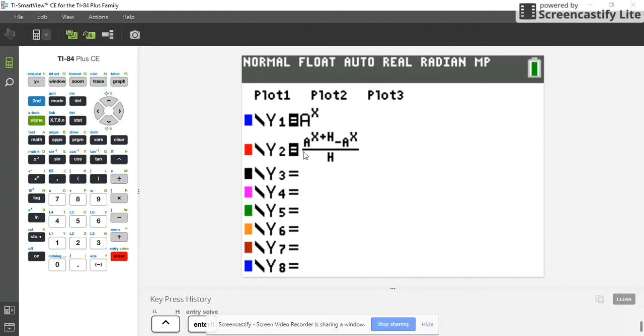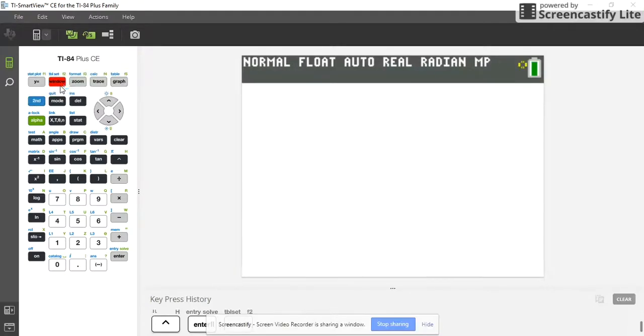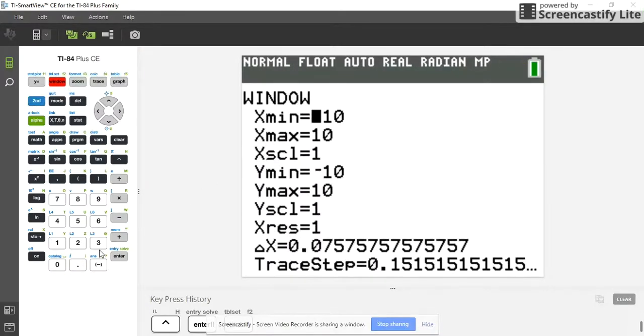This is the derivative of 2 to the x when h is approaching 0. Remember, I made h very small, so we're going to get the derivative of 2 to the x on our screen in a moment. Well, let's go to the second bullet point on the paper. We want to look at a specific viewing window. So I'm going to hit the window button, right up here, and make my x-min equal to negative 4.7 and my x-max equal to 4.7.